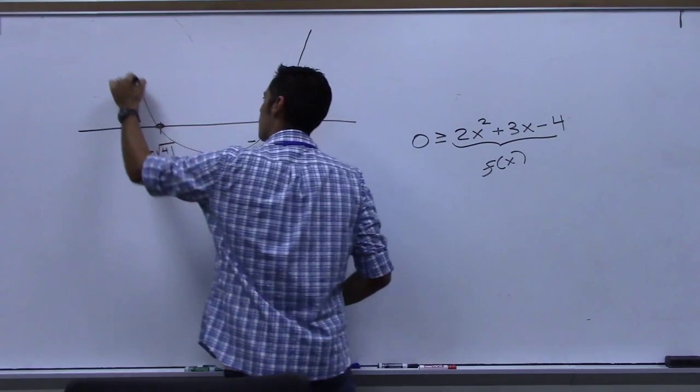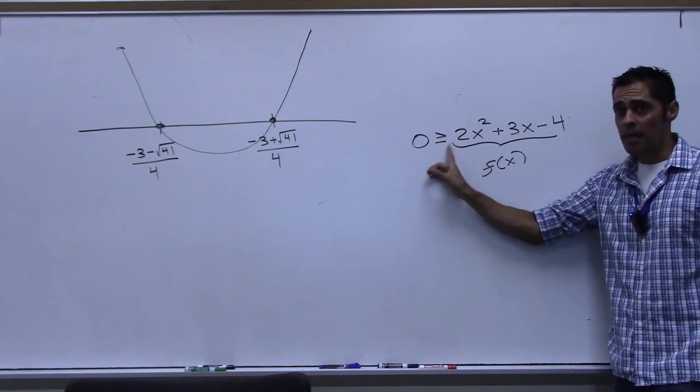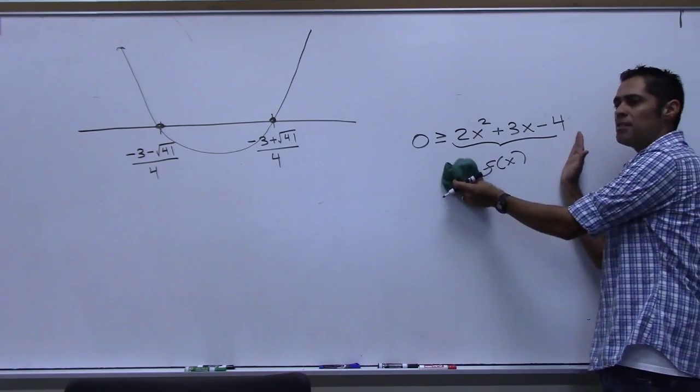So you don't go by the original one? No. You go by the one where you got everything to 0. You go by that one. Okay. Because this right side is our function.